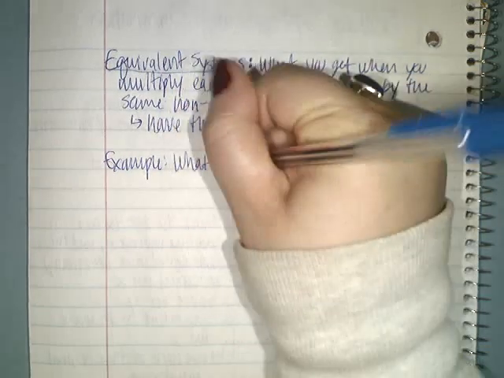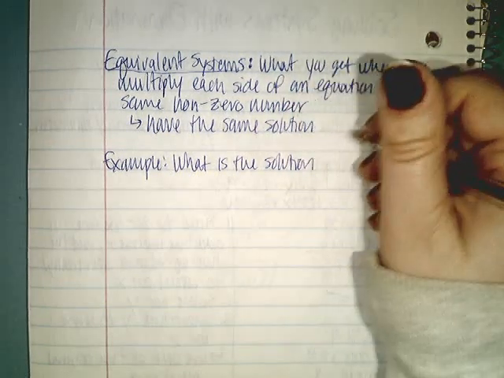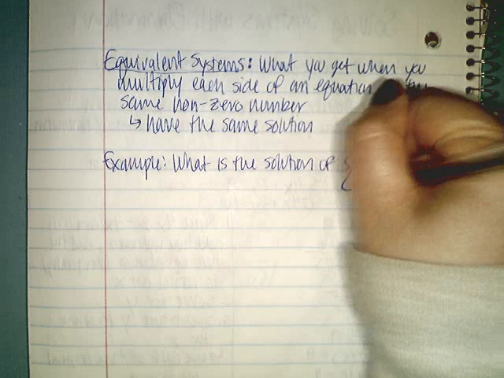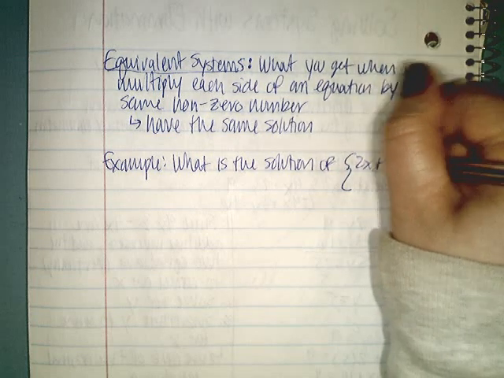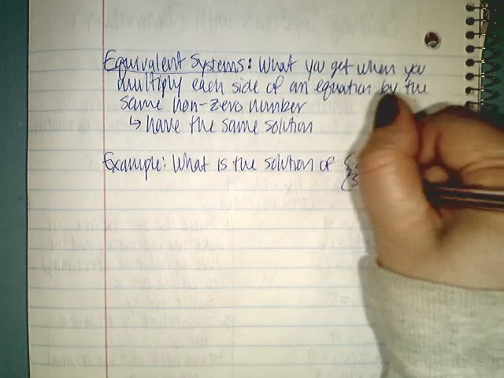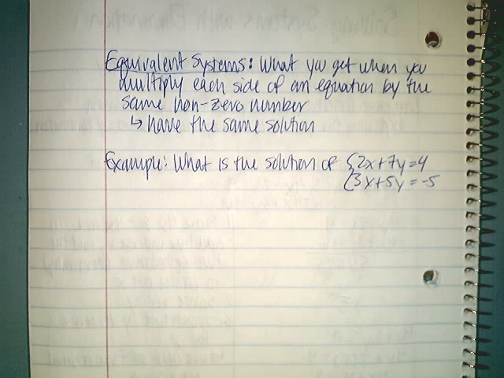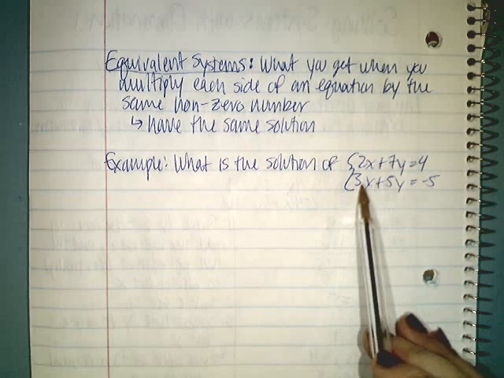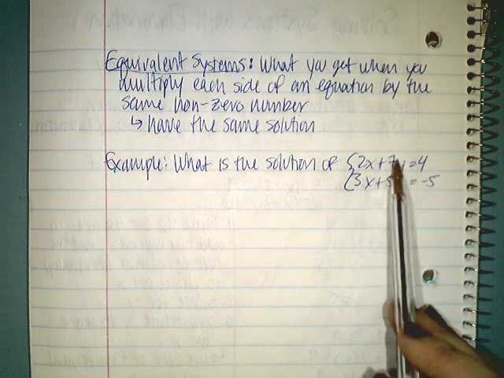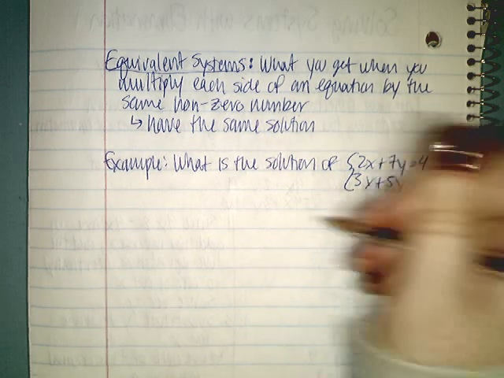So let me show you what that will actually look like in the context of a problem. I'm going to ask, what is the solution of this system? We have 2x plus 7y equals 4 and 3x plus 5y equals -5. We're going to solve this system using elimination. Again, I checked: 2x, 3x, not additive inverses; 7y, 5y, not additive inverses. So I need to create additive inverses.